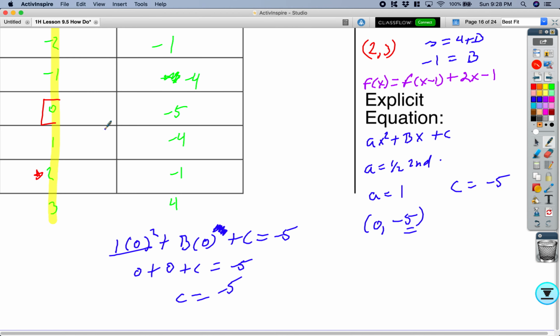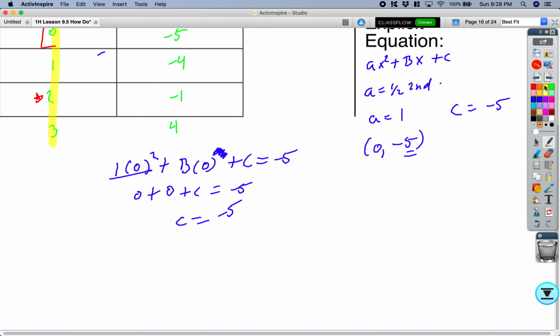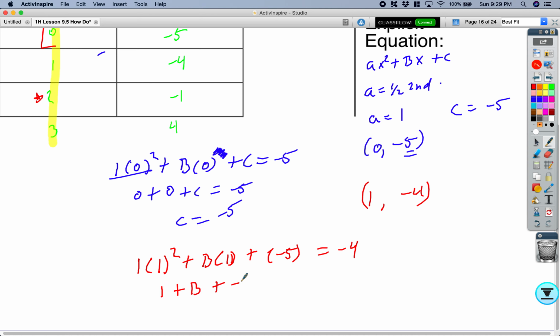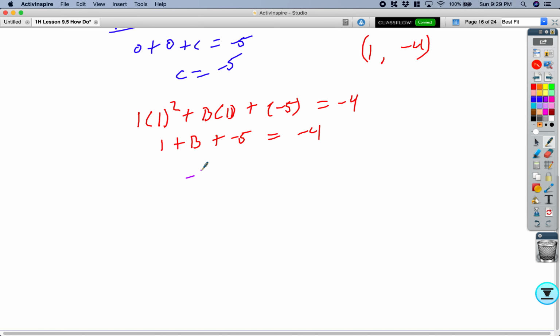All right, so now I'm going to choose another one, and I'll just choose 1, -4. Choose easy numbers to plug in. So I'm going to plug in 1, -4. Now I know my a value and my c value, so it would be 1 times 1 to the second power. My b value I don't know, so plus b, and then plus c, and I figured out my c was -5, and this is all going to equal -4. So 1 times 1 times 1 is just 1, plus b plus -5 is equal to -4. Then when I continue solving, I get -4 plus b is equal to -4. And when I solve for b by adding 4 on both sides, I get b equals 0.